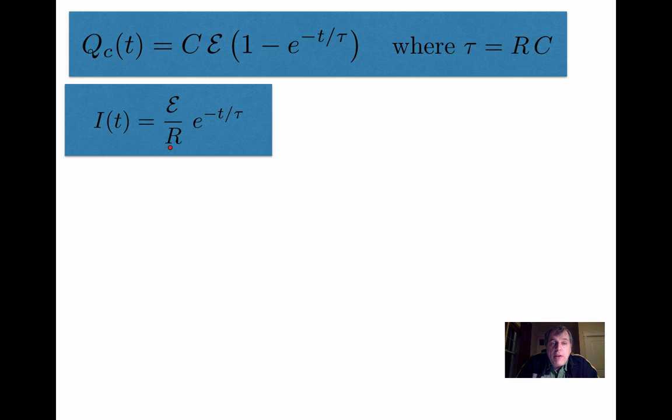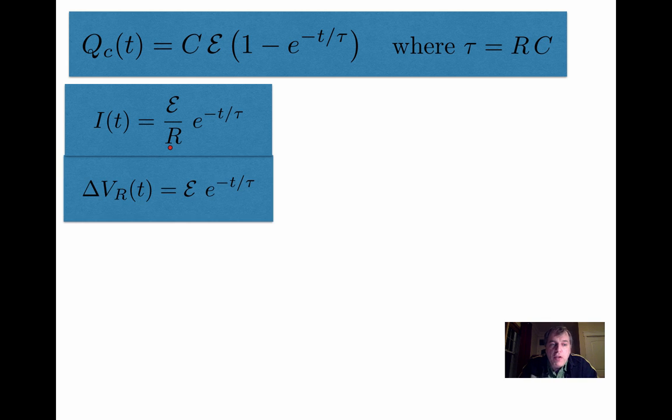Once we have the current and we have the charge, we can also find the voltages in the circuit. For example, if you want the voltage across the resistor, you just use Ohm's law. So you do R times I. So multiply this function here by R, and you get E, the EMF, times e to the minus t over tau. This gives us the voltage as a function of time across the resistor.